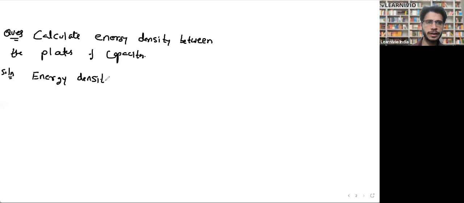We represent energy density by small e. This energy density is energy divided by the volume. This is the expression of energy density. It's energy by volume. So we can write energy as half. Let me draw the parallel plate capacitor first. See, this is your capacitor.